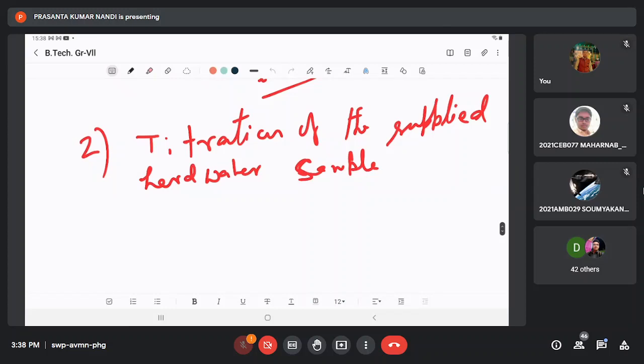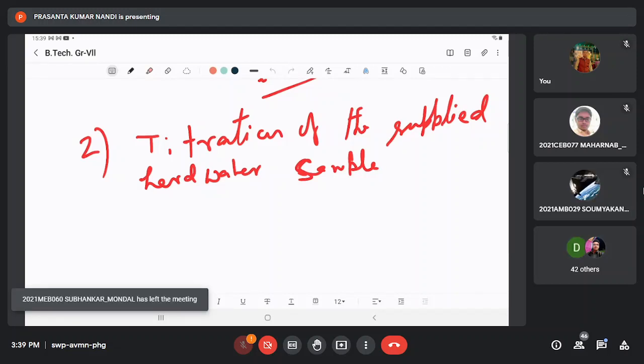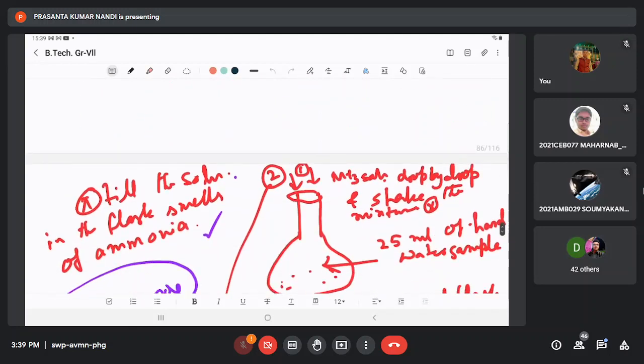Now, the second point is titration of the supplied hard water sample. Instead of the magnesium sulfate solution, which is a standard solution, that means a solution of known strength supplied to you in order to standardize, that means to find the exact strength of the supplied EDTA solution, we now have to carry out another phase of titration, that is titration of the supplied hard water sample. You can collect that from any source, such as tap water, and follow the same procedure.